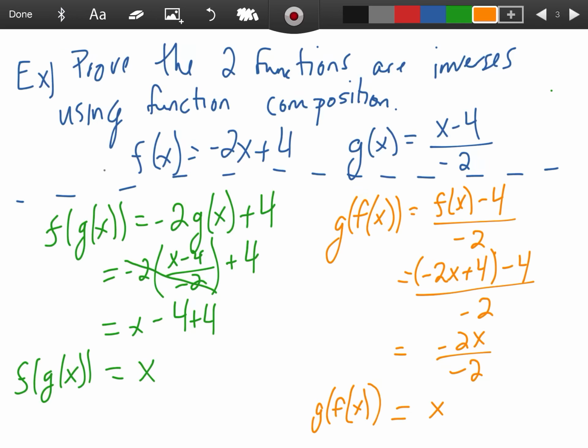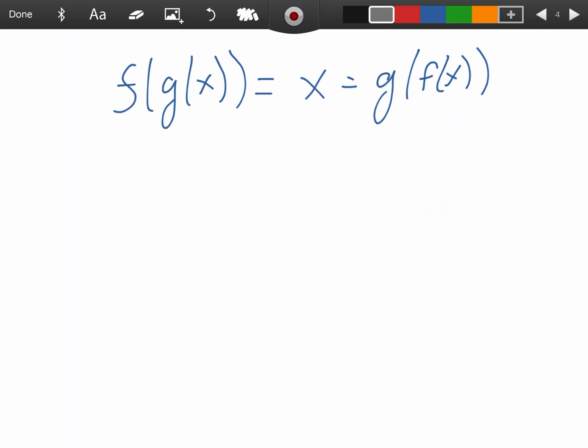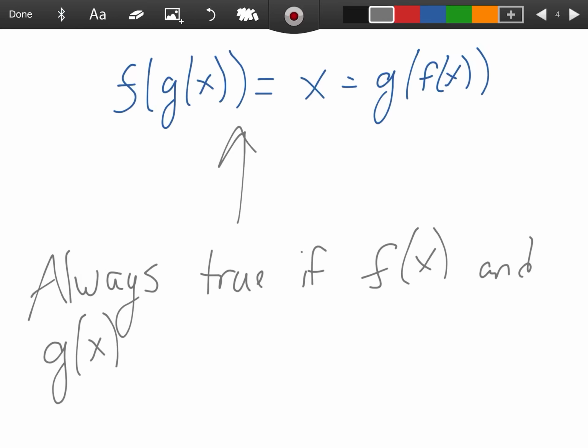So what do we find? We find that if two functions are inverses, this must be true: f of g of x has to equal x, and g of f of x equals x. I rewrote that here, with an arrow. This is always true if f of x and g of x are inverses.